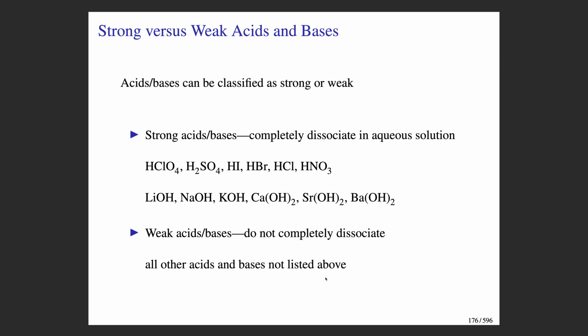Acids and bases are electrolytes, and they can also be classified as being strong or weak, just like electrolytes can. Strong acids and strong bases completely dissociate in aqueous solution. And I have a list here of strong acids and strong bases that you need to commit to memory. So we have perchloric acid, sulfuric acid, hydroiodic acid, hydrobromic acid, hydrochloric acid, and nitric acid. So these are our strong acids. If you encounter an acid that is not on this list, you are to regard it as a weak acid.